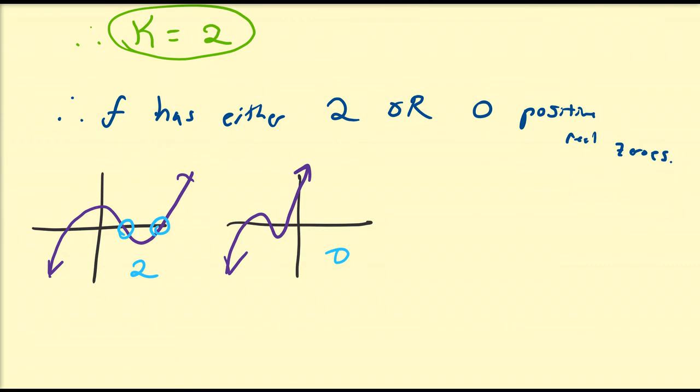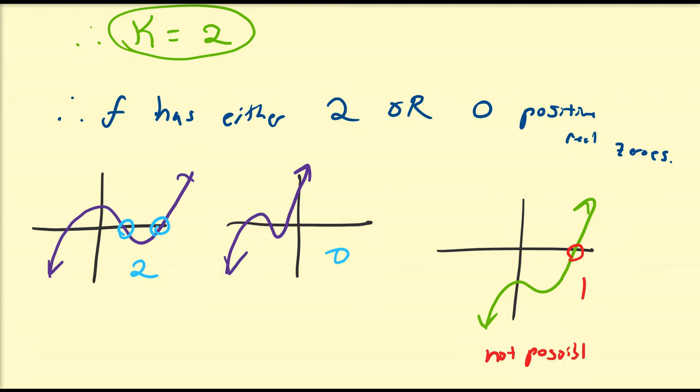Now, one graph that it cannot be is the case where it has one positive real zero. So the graph where it looks like this case is not possible for this particular polynomial. So if there's two sign changes, it's impossible for there to be one positive real zero for that polynomial function, which is a little interesting.